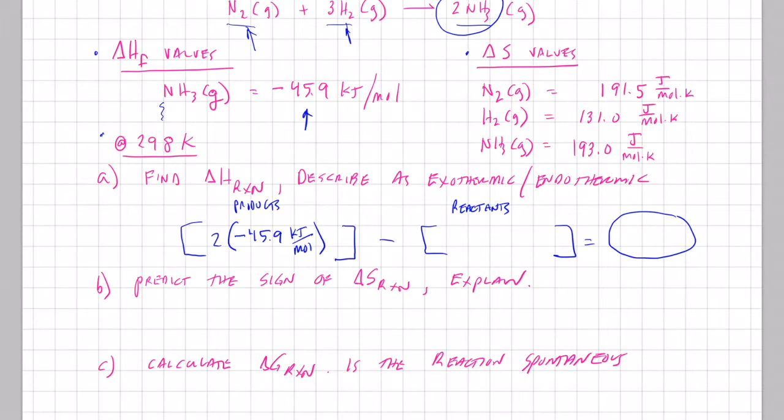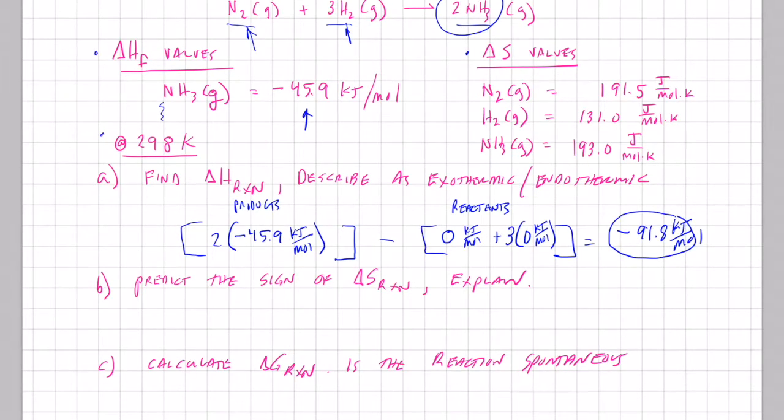And what do you know about the heat of formation of elements? That's right, they're 0. So the heat of formation of nitrogen gas is 0 kilojoules per mole. And the heat of formation of 3 hydrogen molecules is also 0 kilojoules per mole. So that makes the math pretty easy. So we have 2 times a negative 45.9, and that's negative 91.8, minus 0 gives me the heat of the reaction as negative 91.8 kilojoules per mole. That wasn't so bad, was it? That was actually kind of easy.